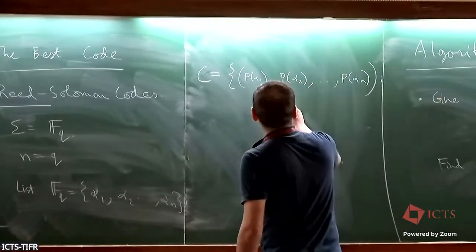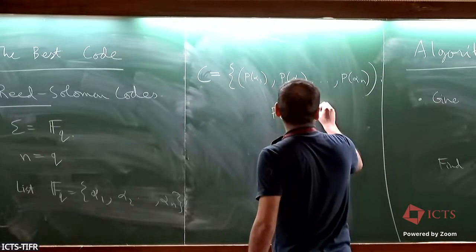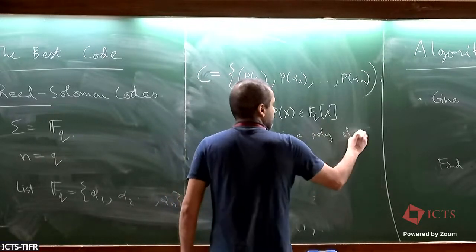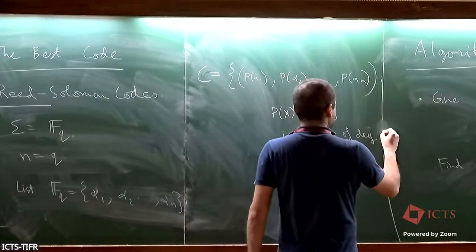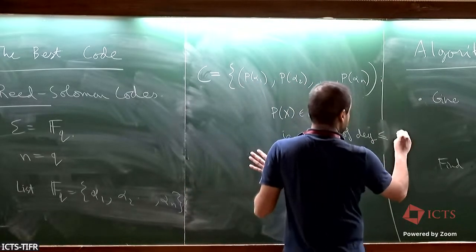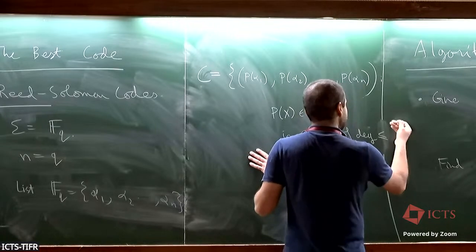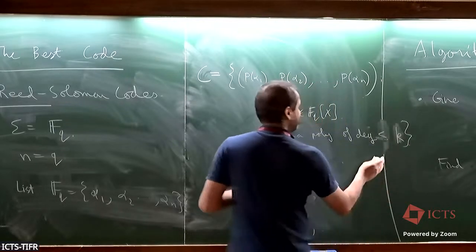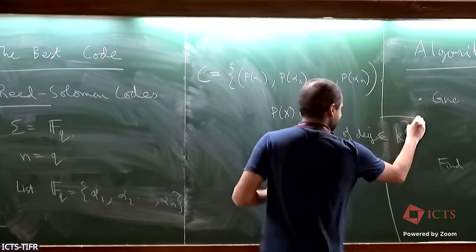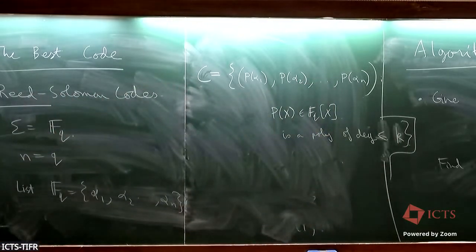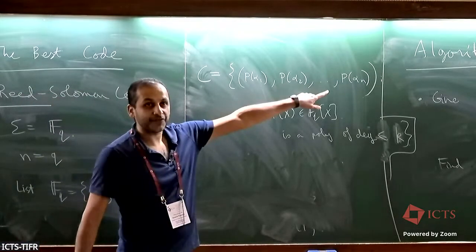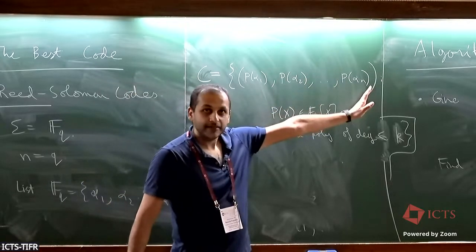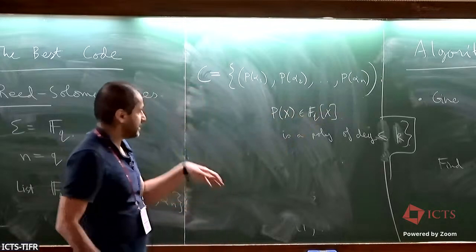where P(x) in F_q[x] is a polynomial of degree at most, I have to pick a number, so I will pick K. I'm sorry, less than or equal to K. We have taken polynomials of degree at most K and evaluated them at all the points of the field. We treat this as a vector of length n. We have all these evaluations. We have specified the order in advance, and this is the code.